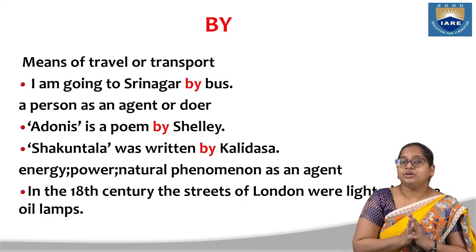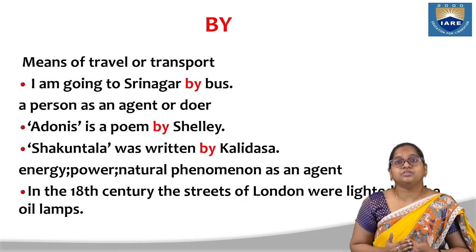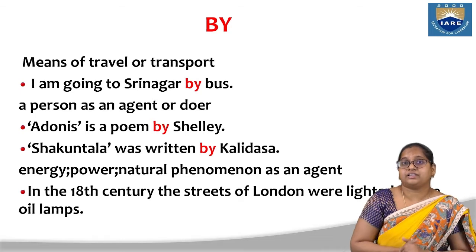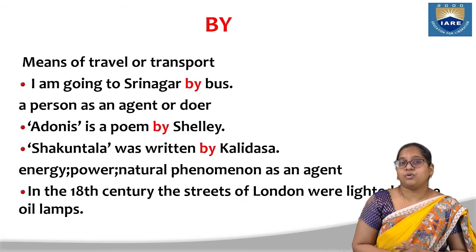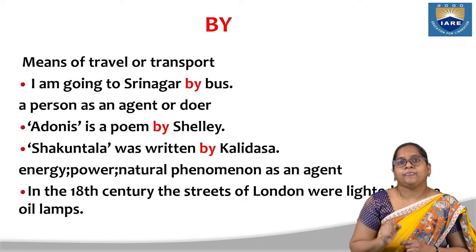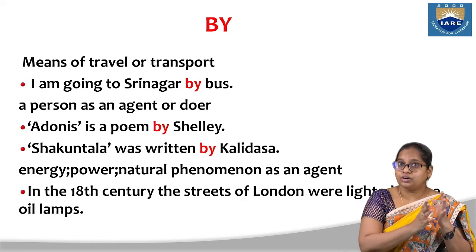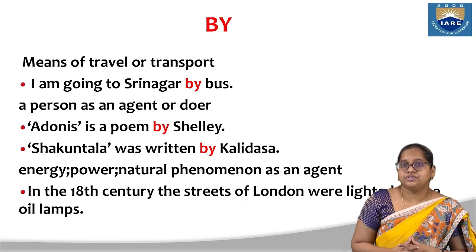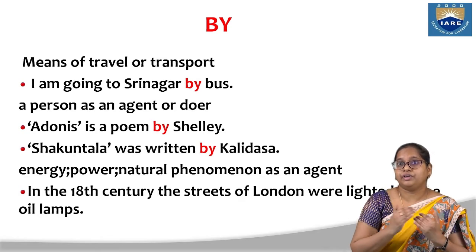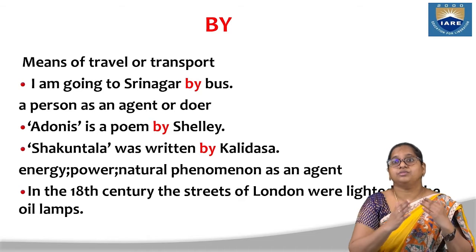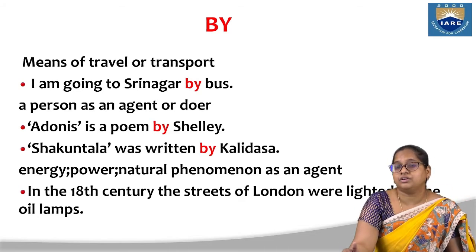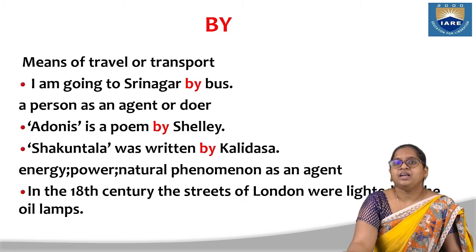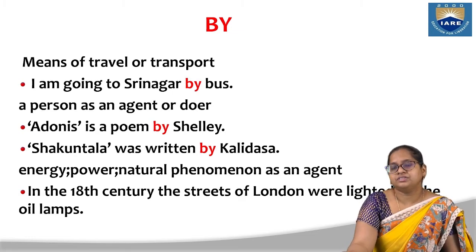The second one is when you use by to refer to a person as an agent or a doer, somebody who does an action. Example, Adonis is a poem written by Shelley. Also, Shakuntala was written by Kalidasa. When somebody wrote something, an agent or doer of something, you can use by. Energy, power, natural phenomenon can also be an agent.